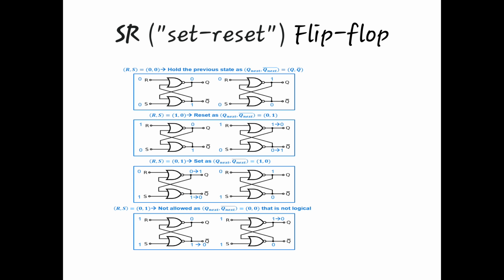In case of no change, the present state and the next state should be considered. The present state is known as Qn and the next state is called Qn plus 1. So no change means the Qn value will be retained. For the set condition, Qn plus 1 will be 1 and for the reset condition this value will be 0. For the indeterminate case, the x value will be considered. So these are all the operations of set reset flip-flop.